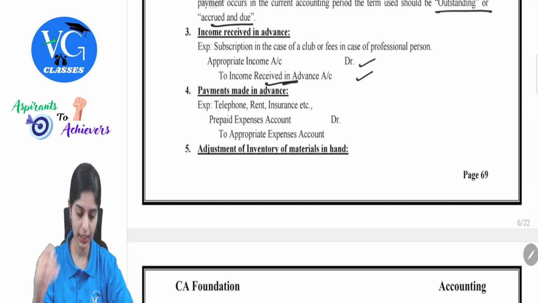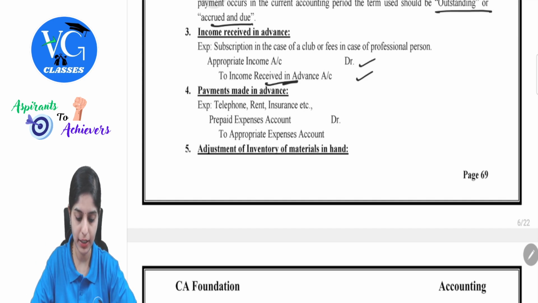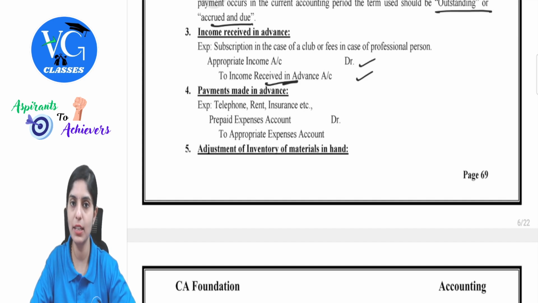Clear? Next, payments made in advance. So in the first case, we understood what if expense is outstanding. Now, what if the expense is paid in advance? So you will have to record those expenses only belonging for 12 months.